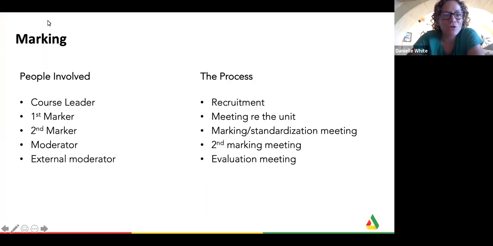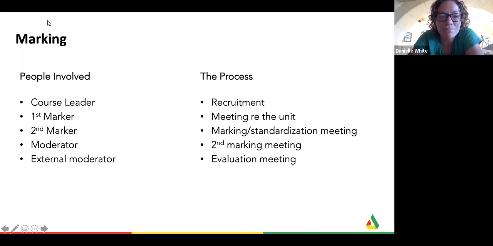So just as an overview, there are various different people involved in the marking process in HE, and this is in order to enable rigour. So the first person who is involved is the course leader. The course leader's role is to ensure that all of the programme is delivered and run effectively, and that the processes have been followed according to university procedure.